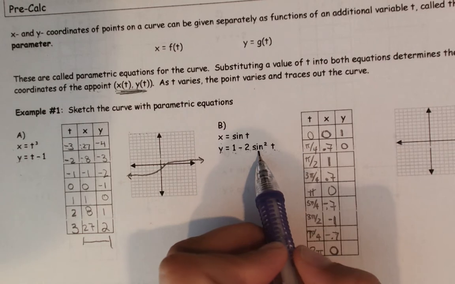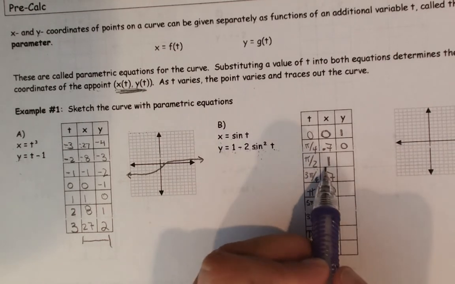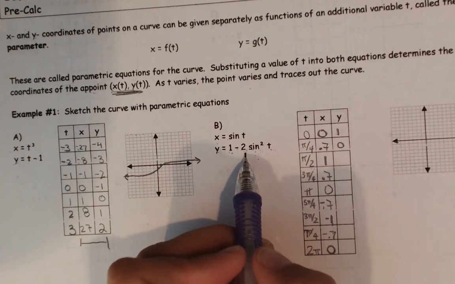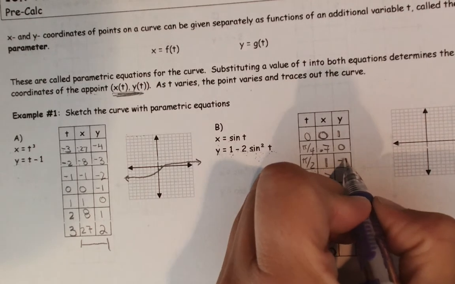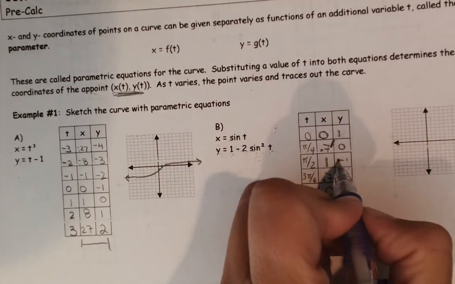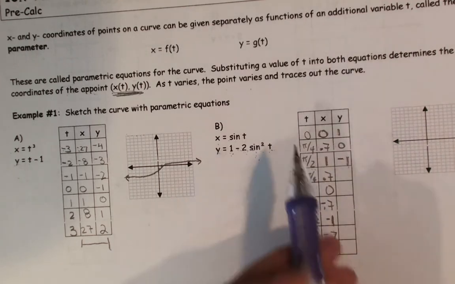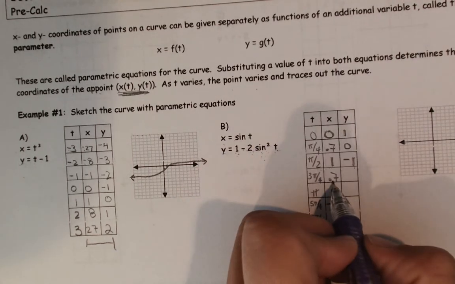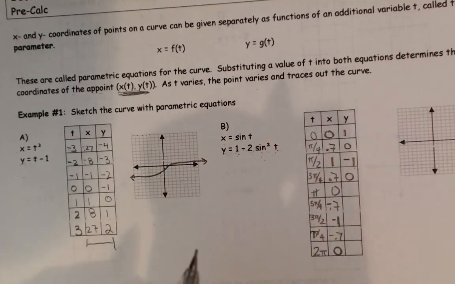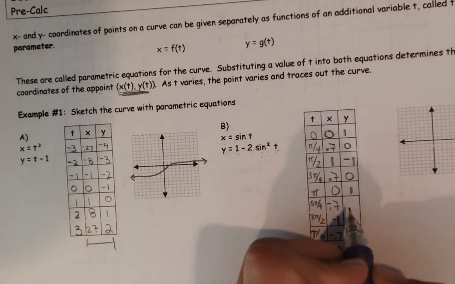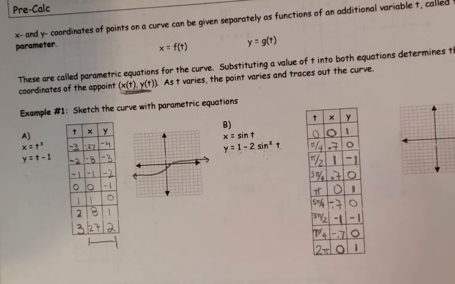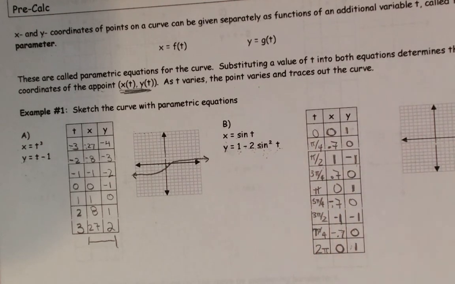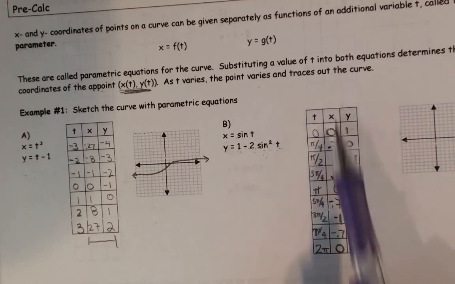Okay, so here we know that sine of pi over 2 is 1. So I'm going to take 1 minus 2 times 1 squared. So 1 minus 2 is negative 1. Okay, we kind of see a pattern here. So we're going to be back to 0, 1, 0, negative 1, 0, 1. So notice here I was using the root 2 over 2 to get exact amounts. So there's where we're at there.